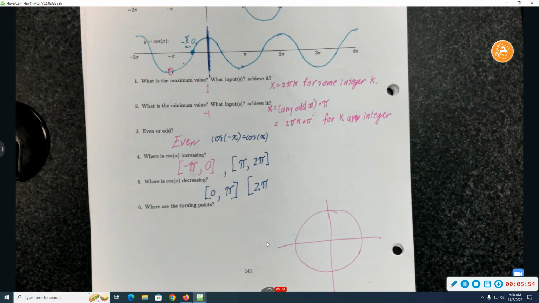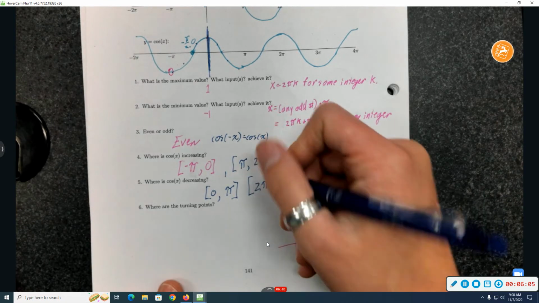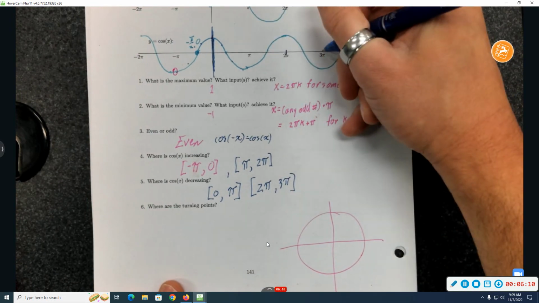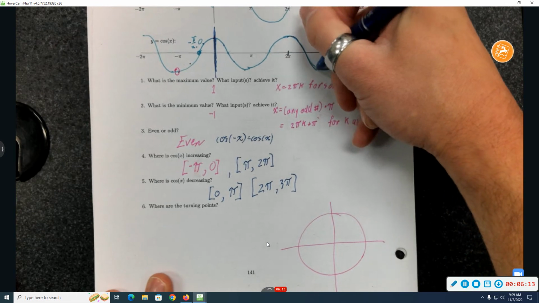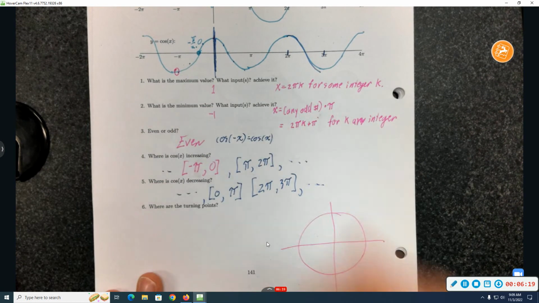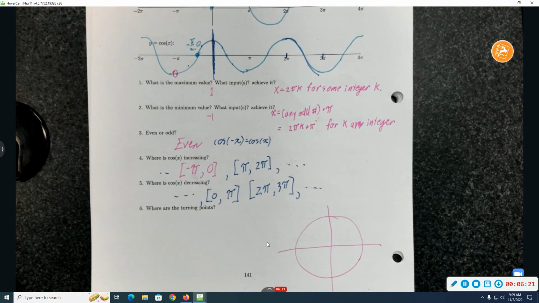So starting at 2 pi, how long does it keep decreasing? 2 pi to 3 pi. And I haven't drawn any of those here, so let's just check that. There's 2 pi to 3 pi. Yeah, it's going down. In fact, I think those two each are enough to notice some sort of pattern. It looks like you have a bunch of intervals, each of length pi. The increasing ones seem to start at odd multiples of pi and end at even. The decreasing ones seem to start at even multiples of pi and end at odd multiples of pi.